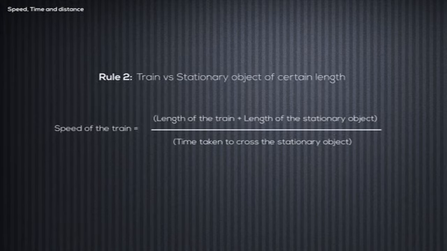Rule number 2. Train versus stationary object of certain length. Time taken by the train of length L meters to pass a stationary object of length A meters, such as another standing train, bridge or railway platform, is equal to the time taken by the train to cover L plus A meters. Here, speed of the train is equal to length of the train plus length of the stationary object by time taken to cross the stationary object.